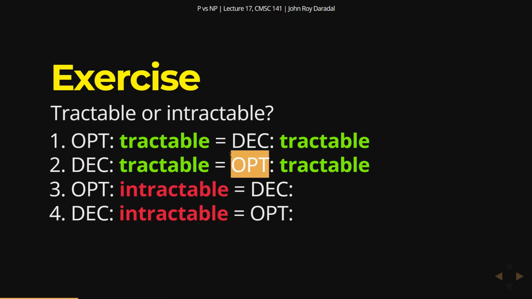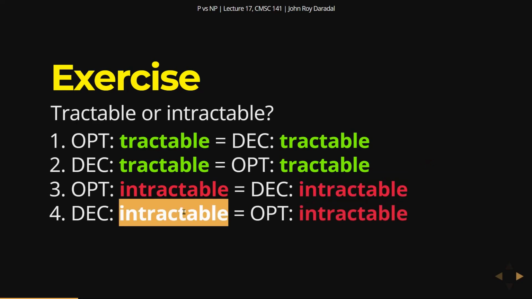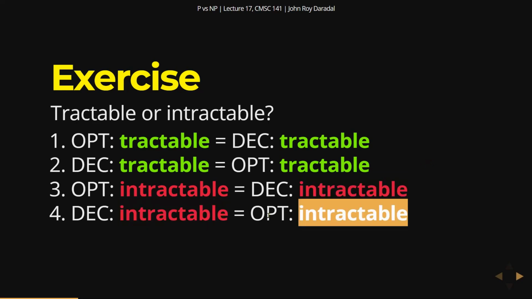Okay, and then how about if optimization is intractable? What does that mean for decision? Is it also automatically intractable, or is there a possibility that it's still tractable? Well, unfortunately, it's intractable already. Okay, so if optimization is intractable, that means that decision version is also intractable. And of course, if the decision is intractable, the even harder optimization version will also be intractable.